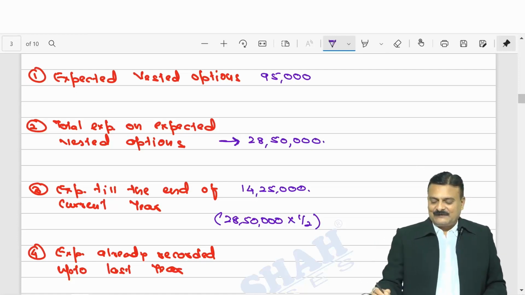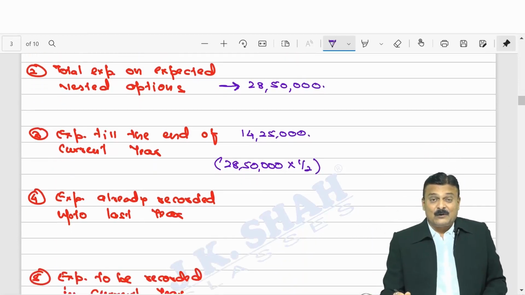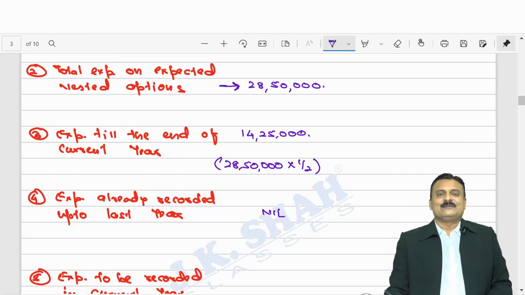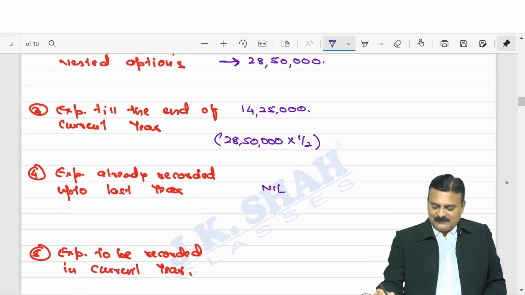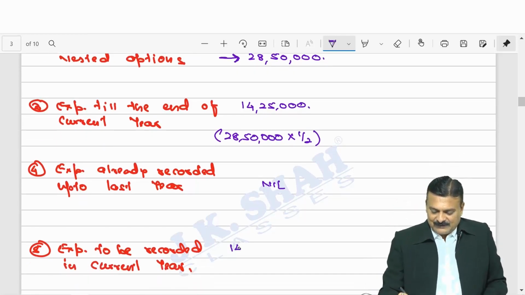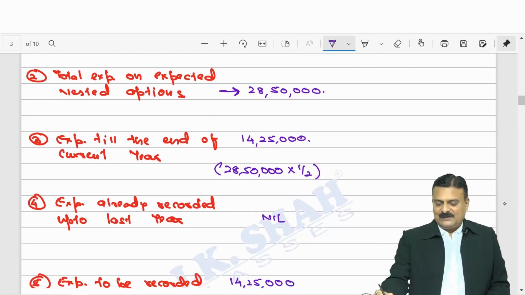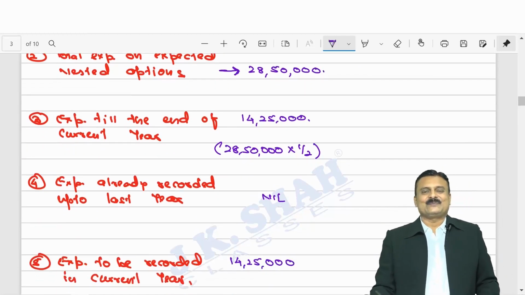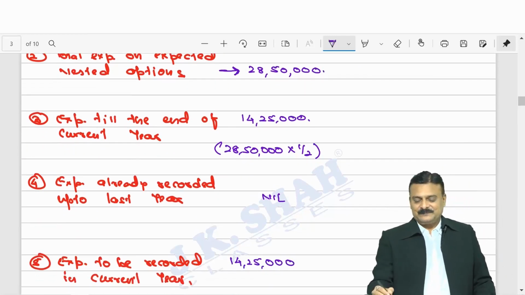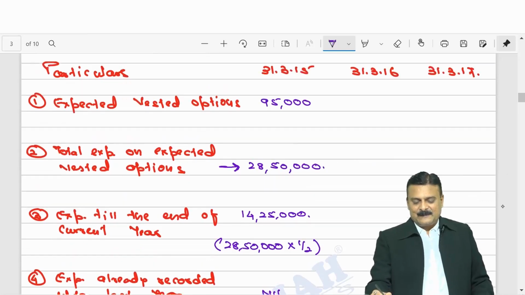First year. So next line says, is anything already debited to P&L account last year? No, this is the first year adoption. That means in the first year, I should debit employee compensation expense amounting to 14 lakh 25,000 in the first year. Let's go to the second year.